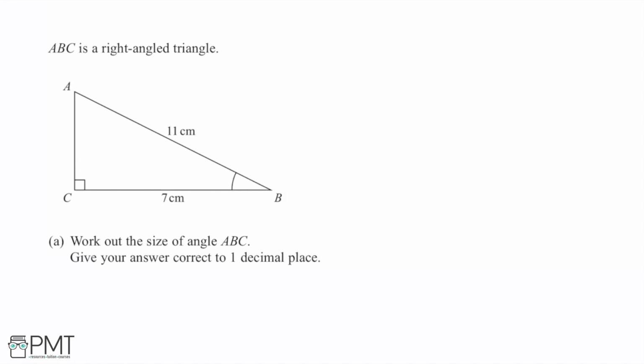So in this question, I have ABC, which is a right-angled triangle, and then I'm given the diagram below, and I'm asked to work out the size of the angle ABC, giving my answer correct to 1 decimal place. Now, the angle ABC is going to be the angle between the sides AB and BC, so this angle that we have here is what we're looking to find.